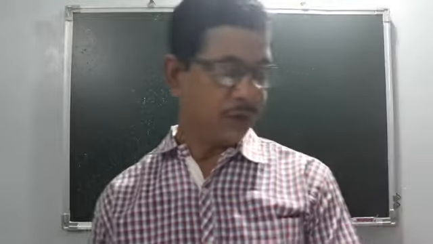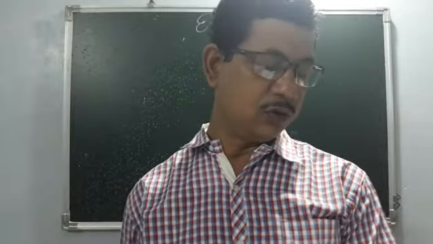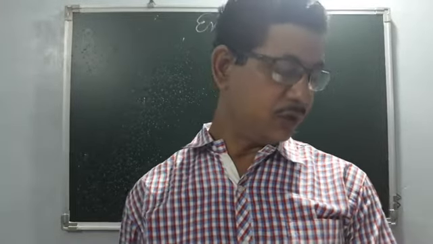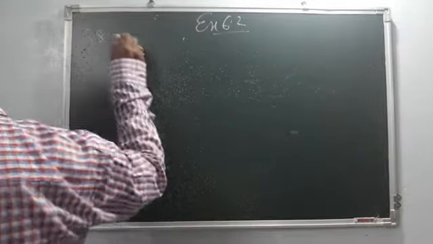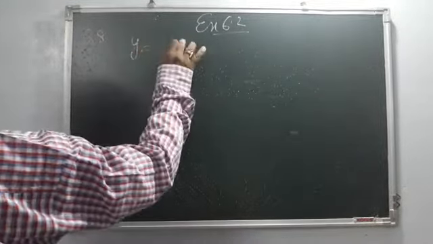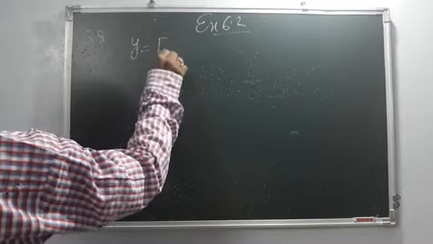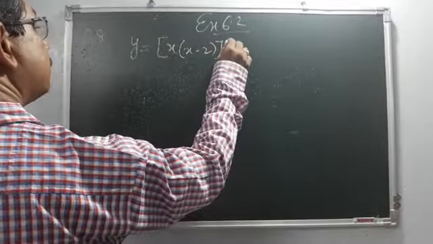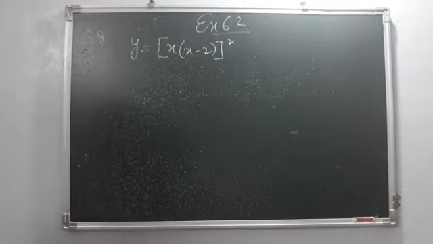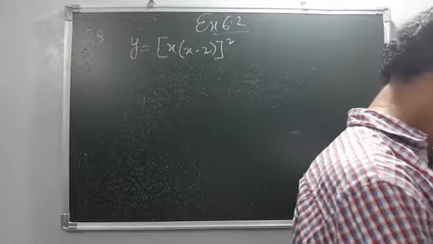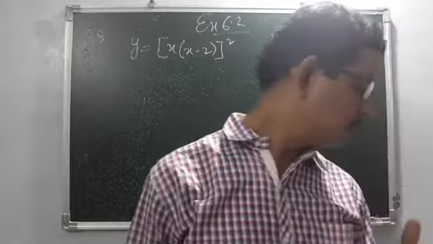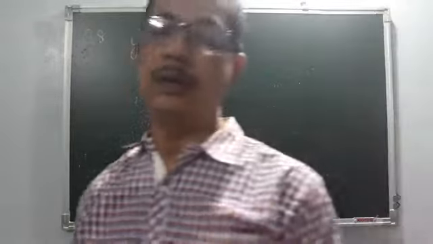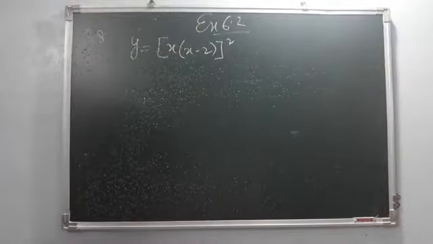Now question number 8: find the values of x for which y is equal to x into (x minus 2) whole squared is an increasing function. So question number 8, y is x times (x minus 2) whole squared. This is our y, and we have to find for what interval it is an increasing function. Interval we have to find.